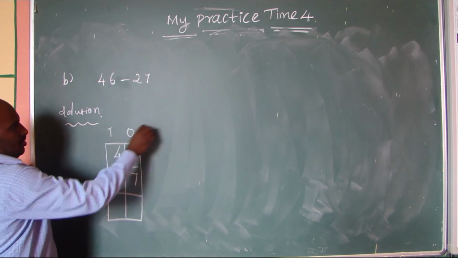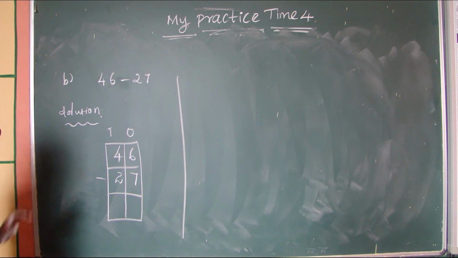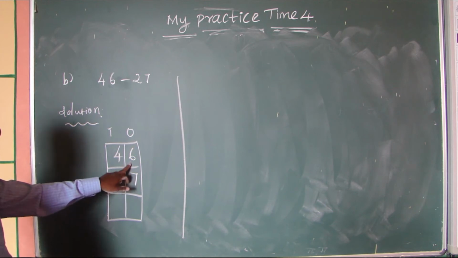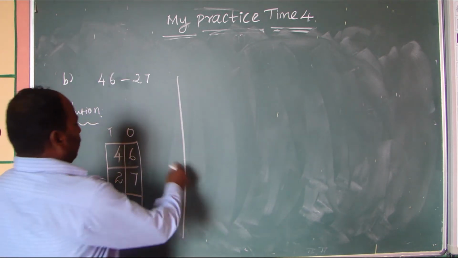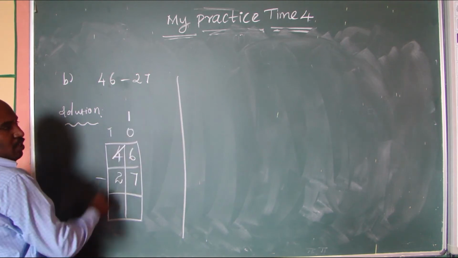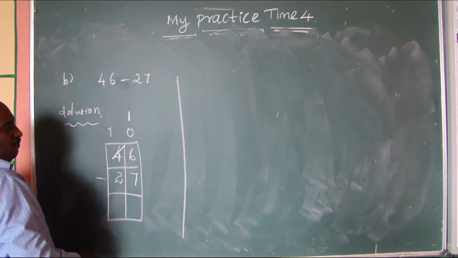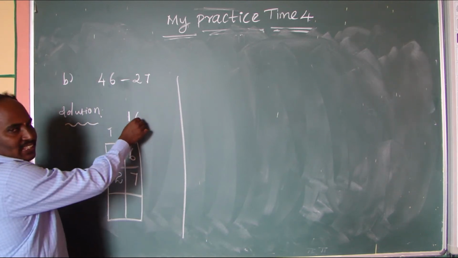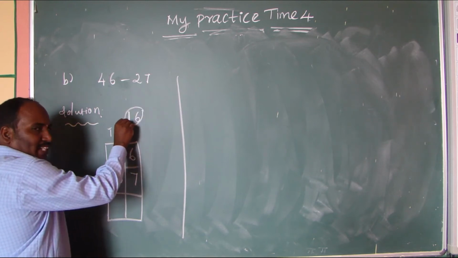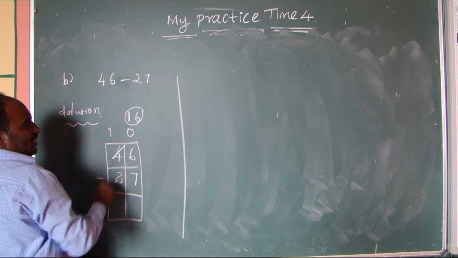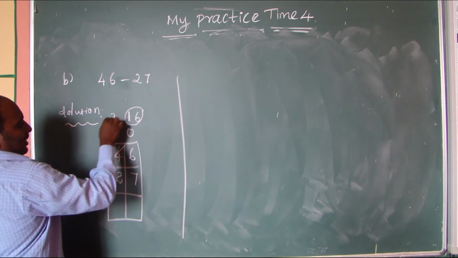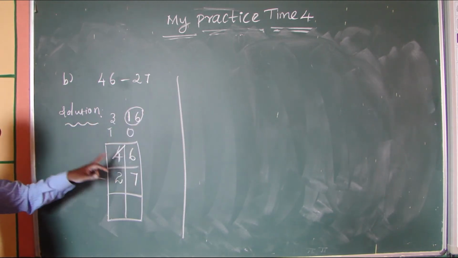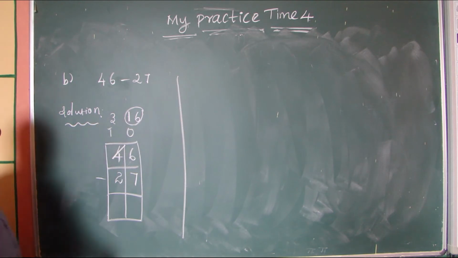Ones and tens. First we solve the ones place. Our ones place is 6 minus 7. 6 minus 7 is not possible. So borrow 1 ten and go to the ones place. Already 6 ones, so 1 ten plus 6 ones is equal to 16. Here borrow 1 means 4 becomes 3, and 6 becomes 16.